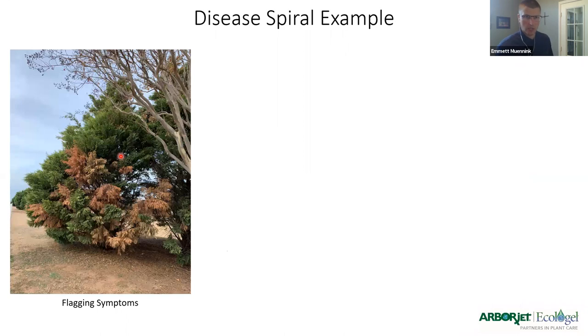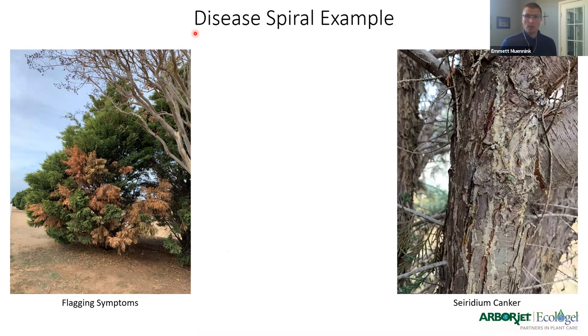So here's an example of the disease spiral. This is a Leland cypress. This photo was taken at a golf course near Denton, Texas. The symptoms that I'm looking at there, that's what I call flagging symptoms, where you have individual branches throughout the canopy that are turning brown and dying. If you poke your head inside of that canopy and look around, you will find these bleeding cankers. The pathogen that is causing these flagging symptoms is Seiridium canker.